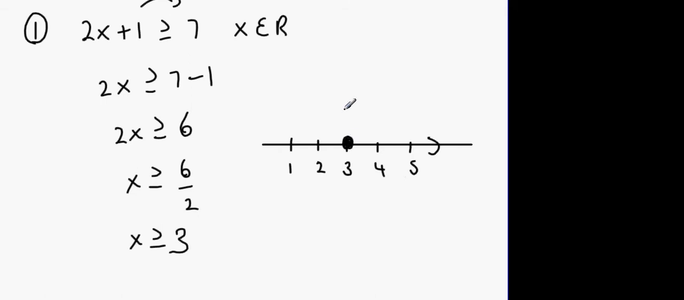The filled in dot means that the 3 is included. The reason we know the 3 is included is because of the equal sign, greater than or equal. Then from this point onwards, what we do is we shade in the line. Sometimes you can use a different color to show that you've shaded in the line, and you shade it all the way up to the arrow, and then the arrow tells you that it goes on forever.